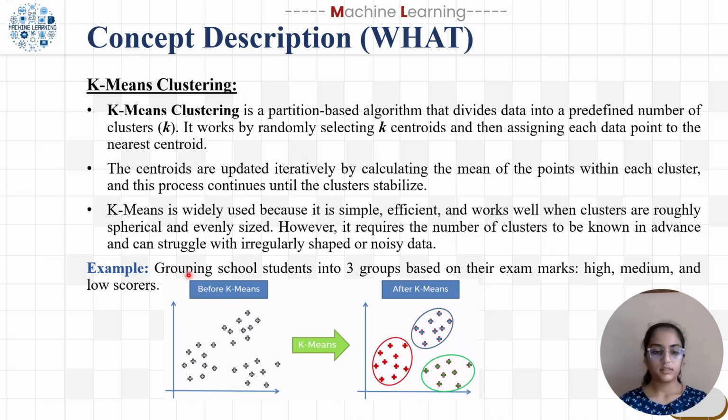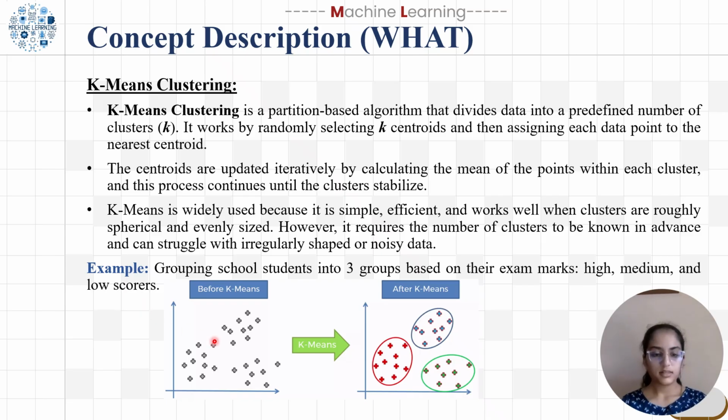Here we can see one example: grouping school students into three groups based on their exam marks, that is high, medium, and low scores. The basic idea is that in a school, a teacher wants to group the students by marks: students who have high marks, students who have medium marks, and students who have low marks. So the teacher will group the students based on their category of marks.